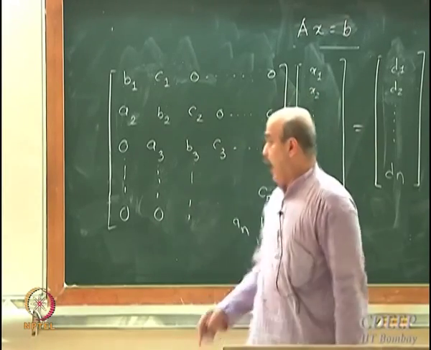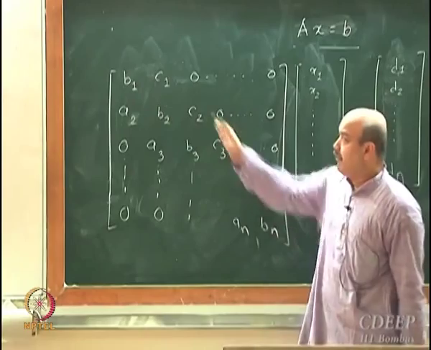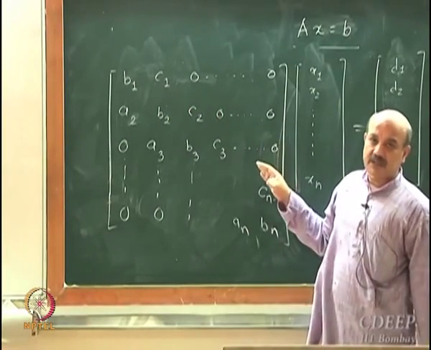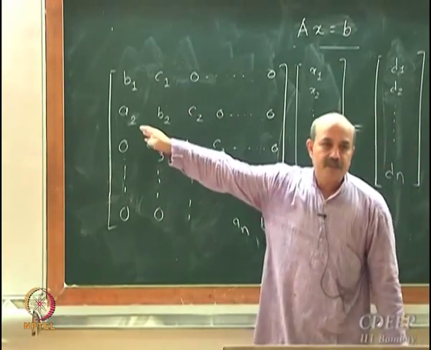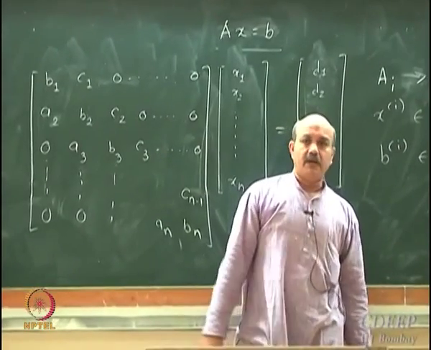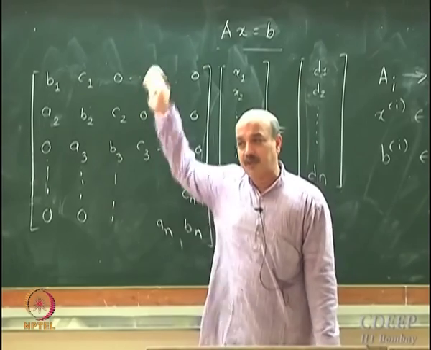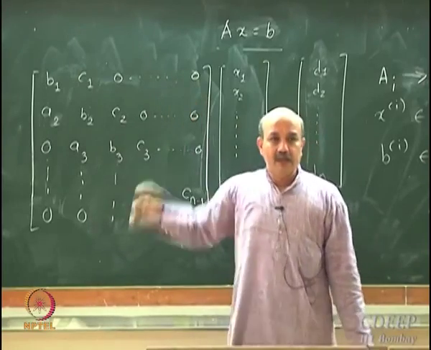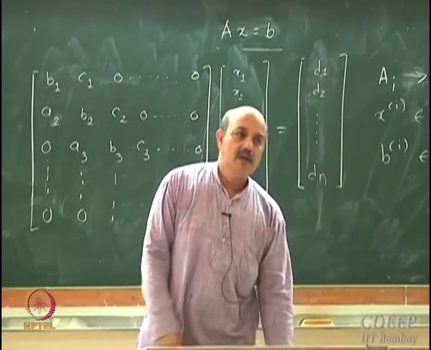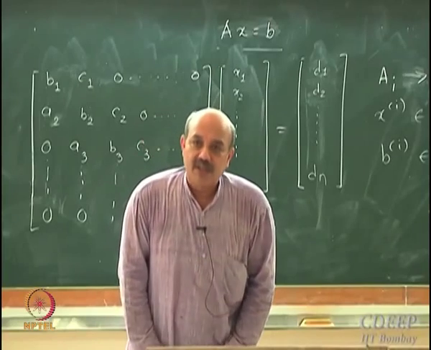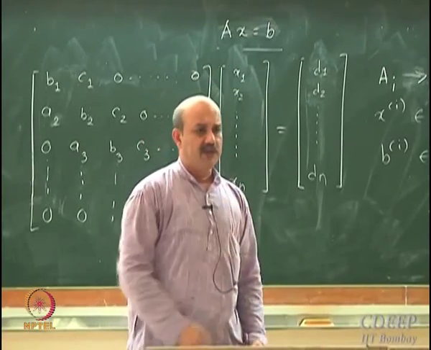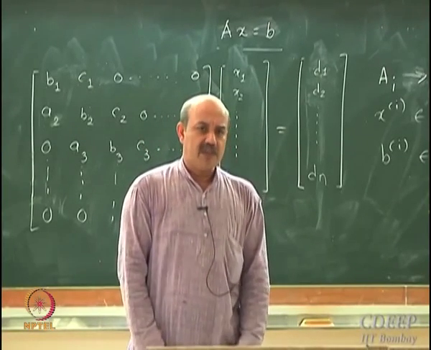3n minus 2. N elements of the diagonal, n minus 1 of the first diagonal above, and n minus 1 of the first diagonal below. So 3n minus 2 elements are non-zero, the rest are all zero. Okay, so I am going to do simple Gaussian elimination here. Can you do it? Can you try this? How will you do Gaussian elimination?